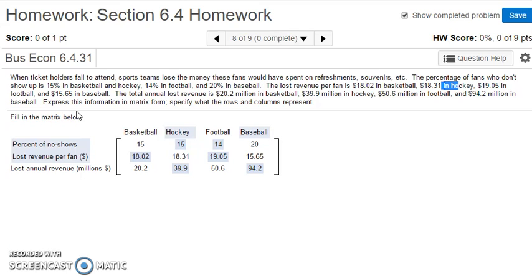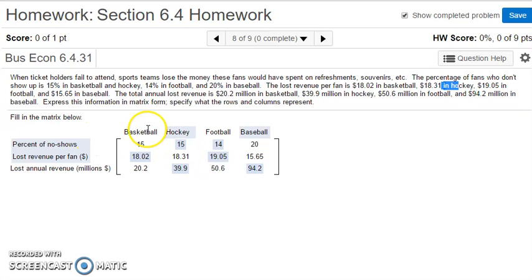So what you need to do on a problem like this is select your rows. So the rows are going to be what? Percent of no-shows, then the lost revenue per fan, and lost annual revenue. The columns are going to be the sports: basketball, hockey, football, and baseball. And almost think about a multiplication table where if you had to do like a 1 times 1, you look them up and you come together.